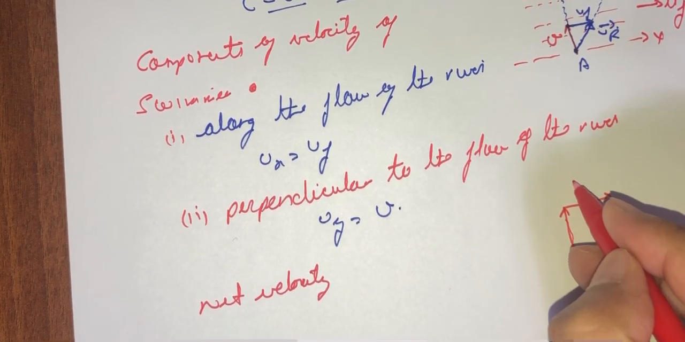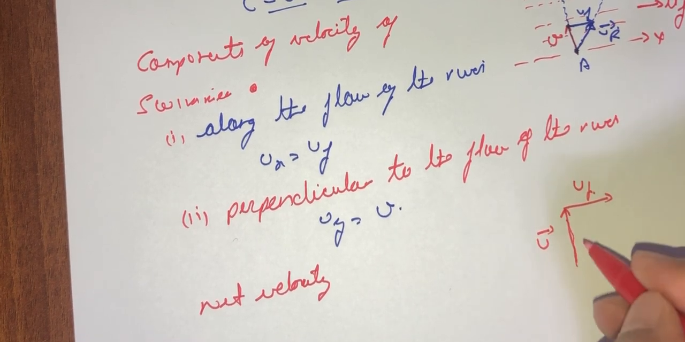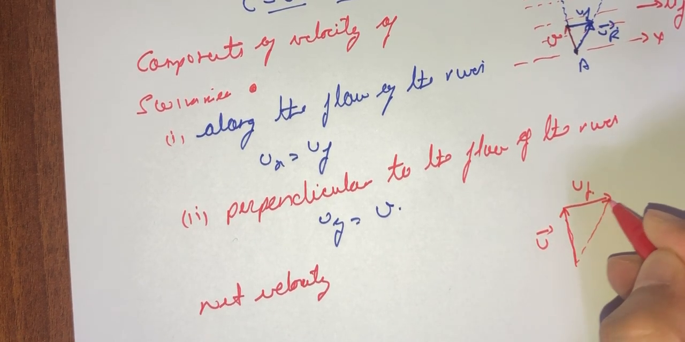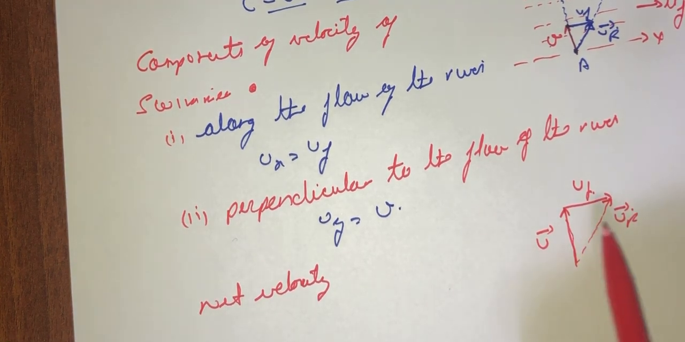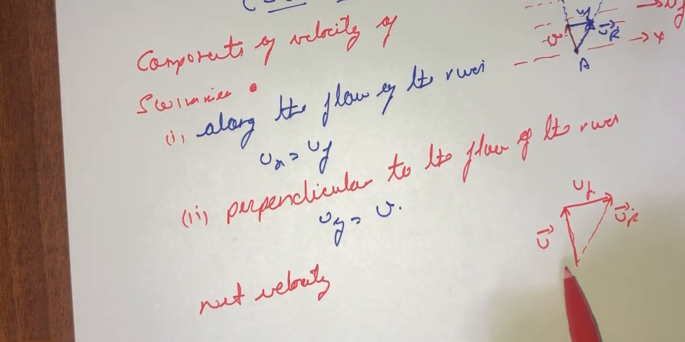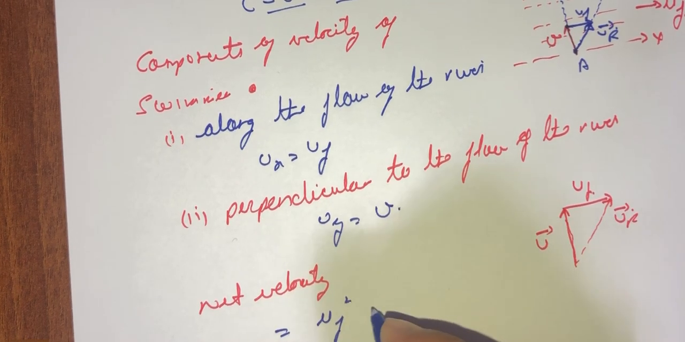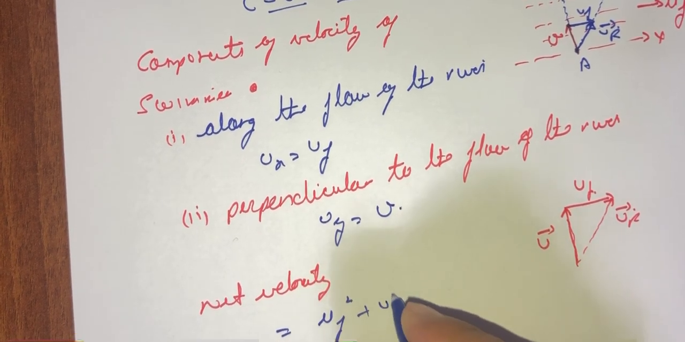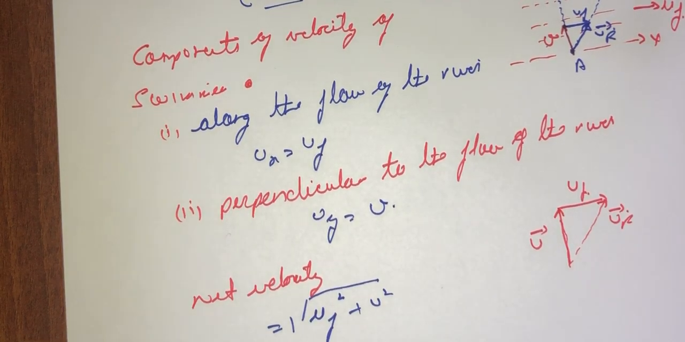This is uf, v, and this is our vr, and we already found out its horizontal component as well as vertical component. So we can say that vr will be equal to the square root of uf square plus v square, that is x component as well as y component.